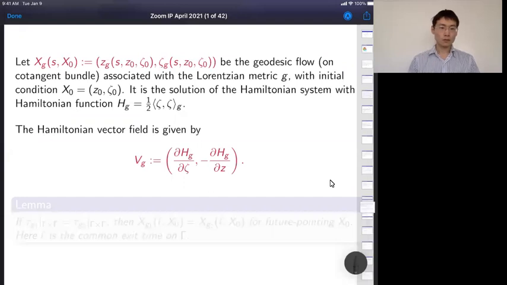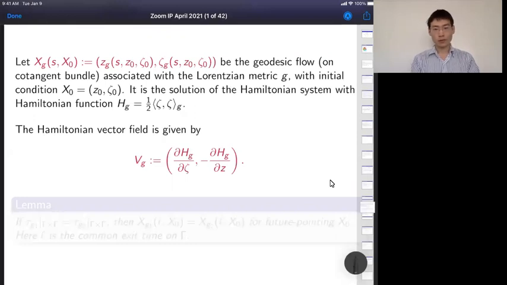And so we let this define that. So we give some notation. We let this capital G be the flow of the geodesic flow associated with the Lorentzian metric, written on the cotangent bundle. So it has two components: the position z and also the zeta, which is the velocity part, and with the initial condition x naught.